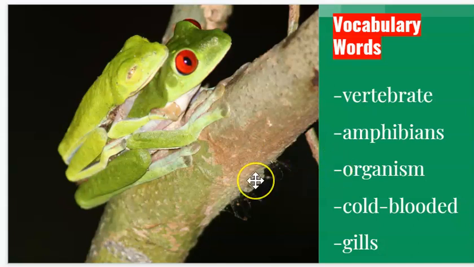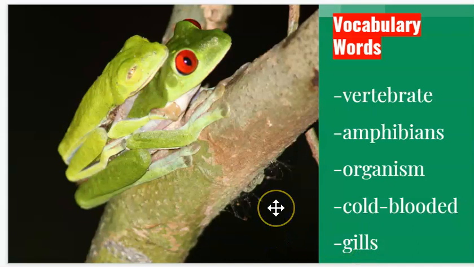An organism, we've talked about this in previous lessons, is an animal or plant that is living. Cold-blooded means an animal that has the body temperature of the environment. And you guessed it, amphibians are cold-blooded.